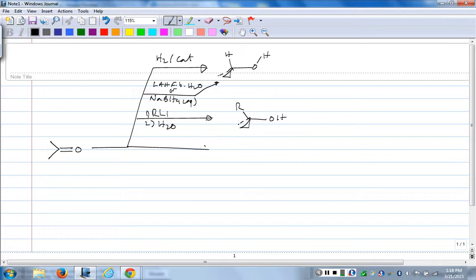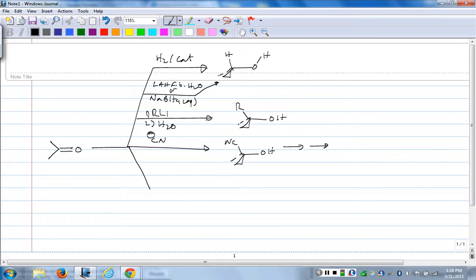We can treat them with cyanide, and that's going to give rise to a cyanohydrin. And we pointed out in the last lecture that cyanohydrins themselves can undergo subsequent reactions to make beta amino alcohols or alpha hydroxy acids. So these are reactions we've seen before from carbonyl compounds.